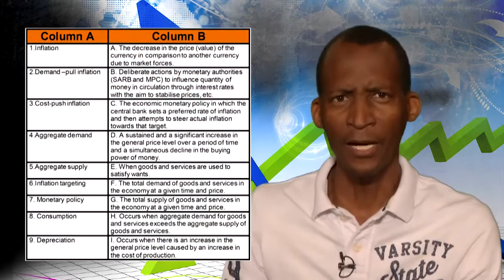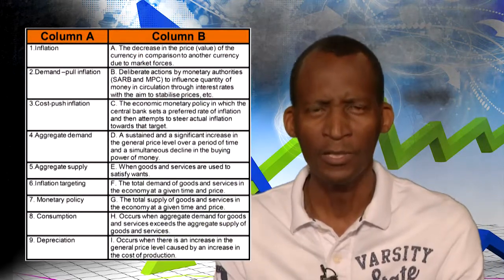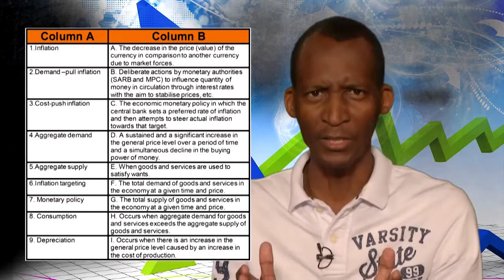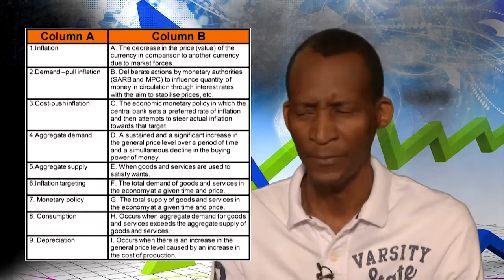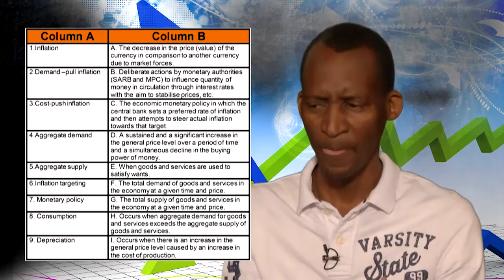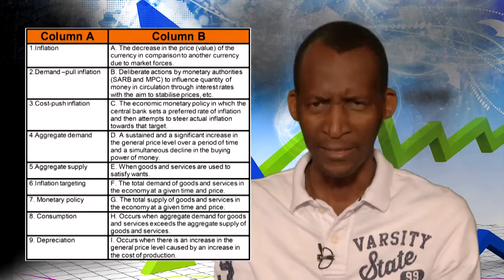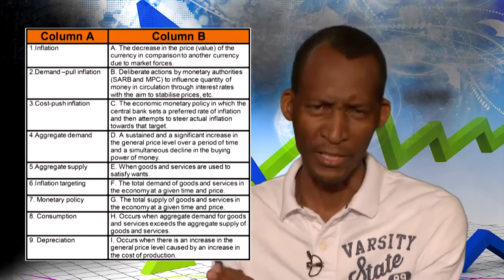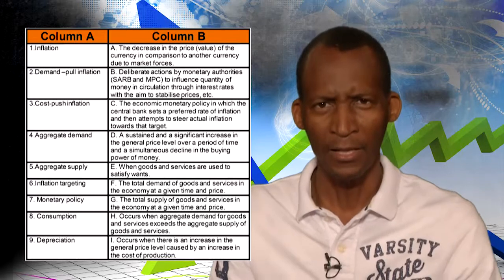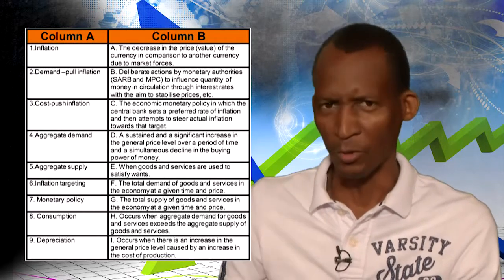Now, before we go on, I want us to look at the next activity. Here I've got a worksheet before you. This worksheet consists of column A and column B. Now, I want you to choose a description in column B that matches the concept or the term in column A. There's an activity that you will do and we'll correct it later.